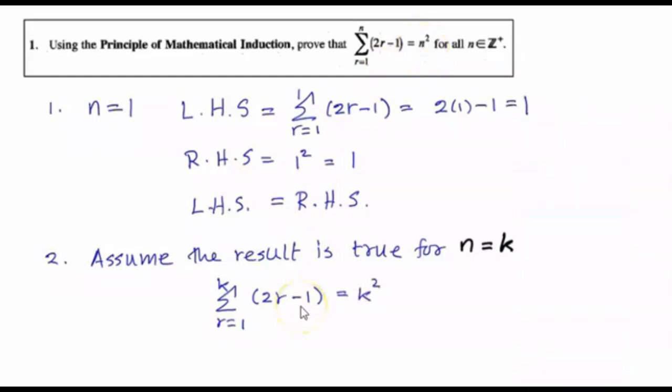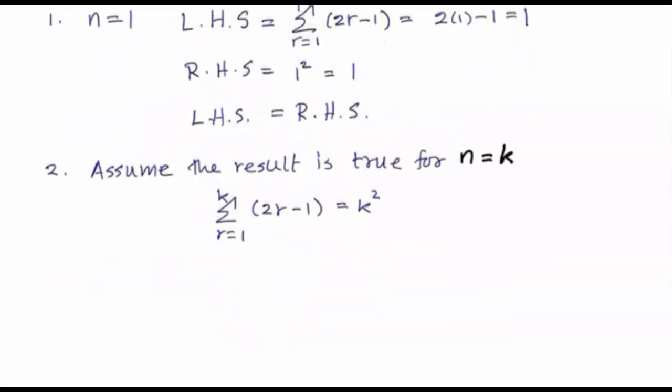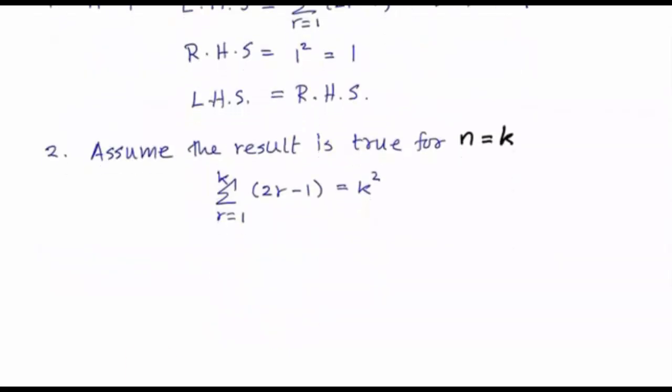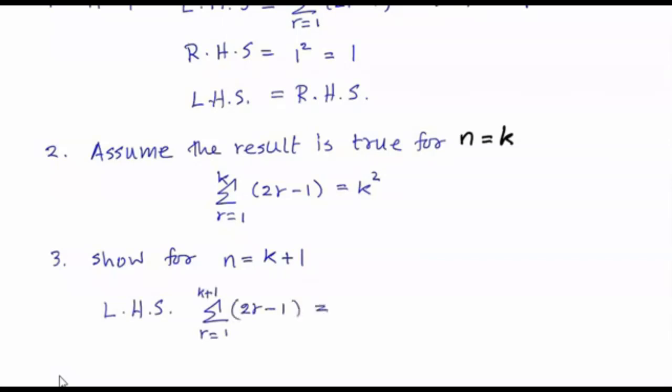Now comes the third step. The second step has nothing much; you just have to assume that this result is true for some value of n. Let's see how we go from here. As the third step, we have to show that for n equals k plus 1, the result is true. The left hand side in this case would be the sum of 2r minus 1, with r going from 1 to k plus 1. Now what will this be?